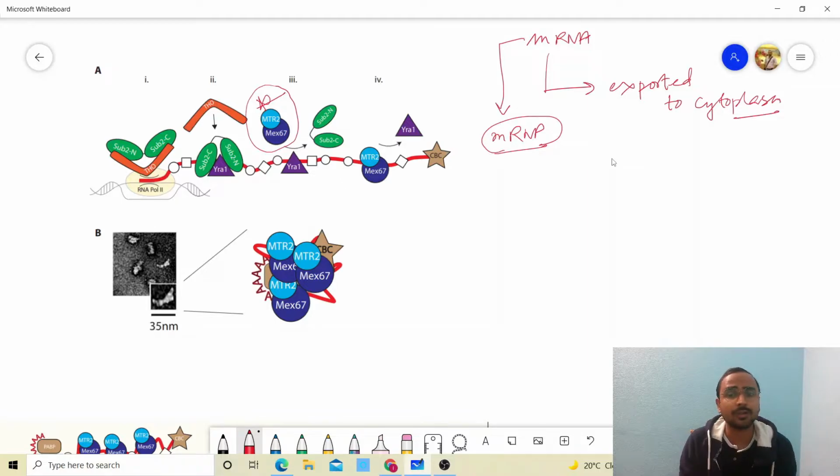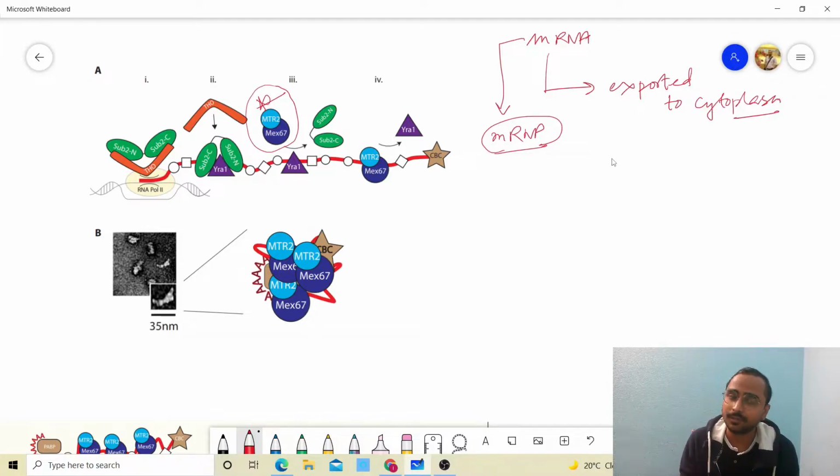But not only MEX67 MTR2 will be attached to the mRNA, some other proteins will be associated, because this MEX67 MTR2 protein will be attached with the help of other proteins. Now let's discuss step by step. So you need to see this.